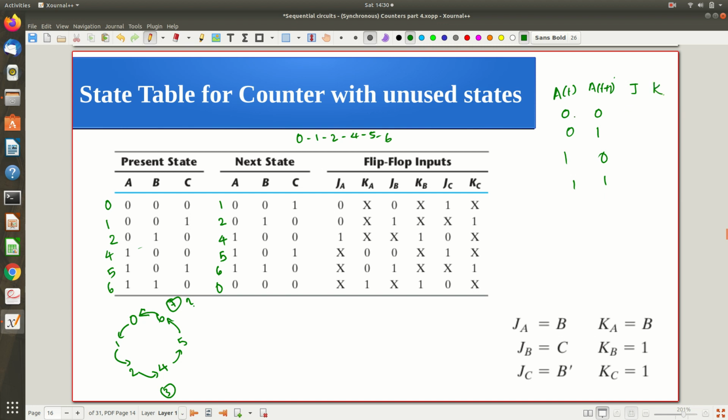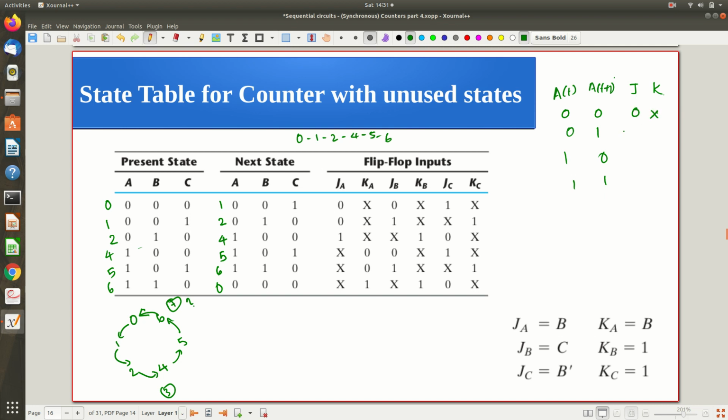For each of these transitions, what are J and K? The first is 0 to 0, and two cases are there. One is retain or no change, where the input is 0 0. Another case is resetting the circuit, which will also make the A output 0 in the next clock cycle. So J is fixed at 0, and K can be 0 or 1. Both will achieve this transition. This is something we typically write as 0x, don't care.